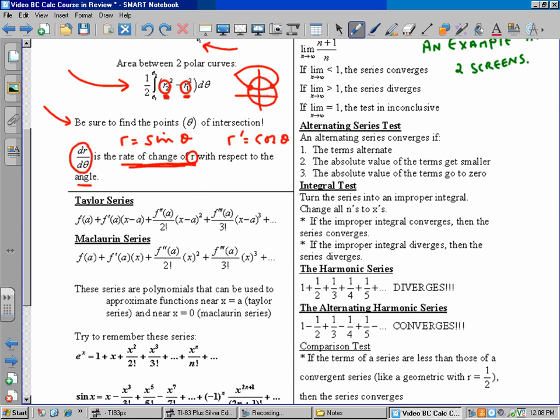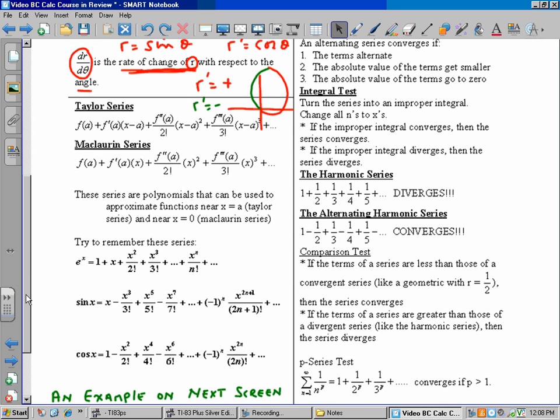So for example, if r prime was positive, your radius would be getting bigger, right? As you graph the curve, your r value would be getting bigger and bigger and bigger. If r prime was negative, then your radius would be getting smaller and smaller and smaller. All right.